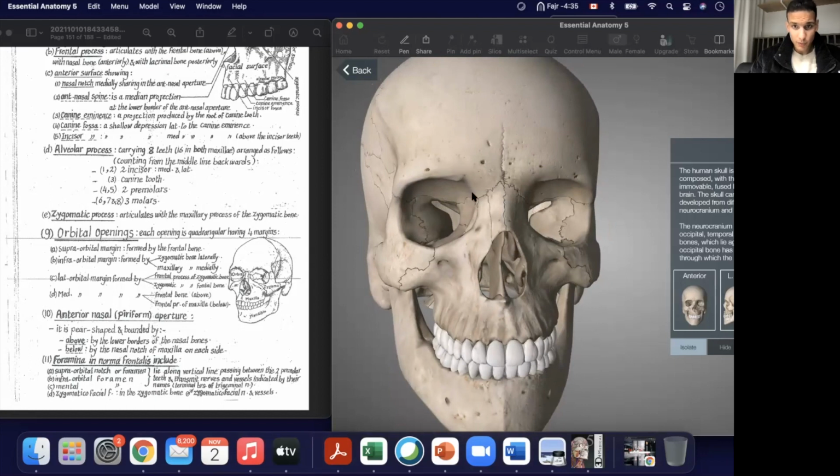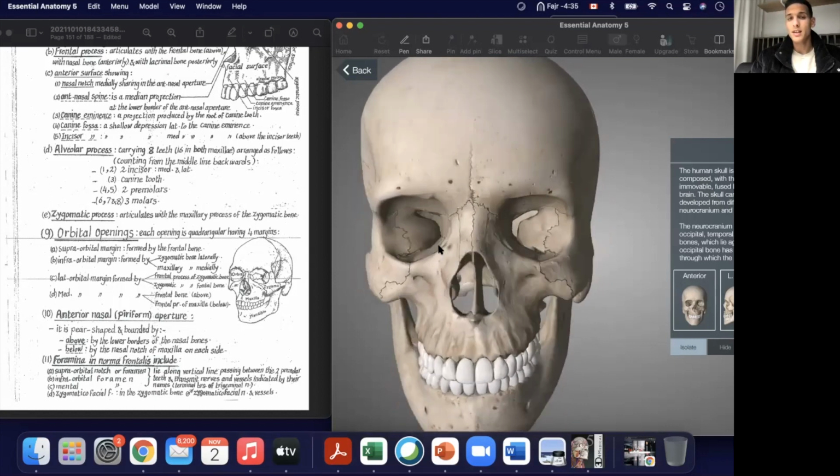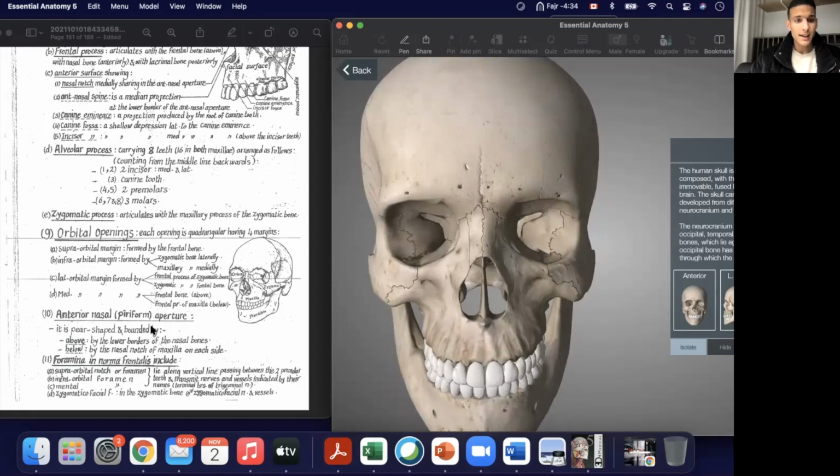Medially frontal bone and frontal process of the maxillary bone. And these margins of the orbits are very important. You have to know them. Anterior nasal aperture. This part right here is the anterior nasal aperture, like the superior part of it. And it extends, boom. This aperture is formed superiorly by the nasal bones. Below, it's formed by the maxilla on each side. And this looks like a pear. That's the anterior nasal aperture.